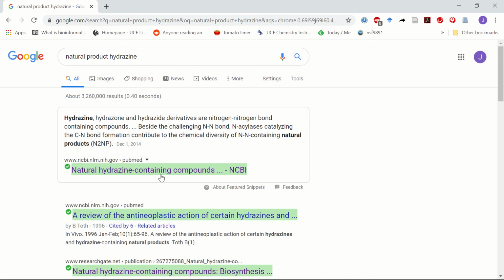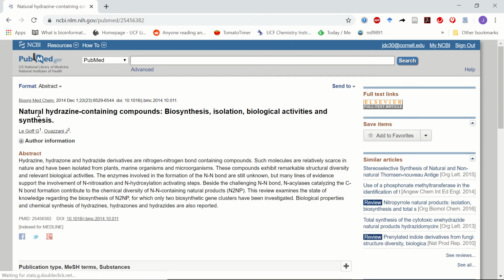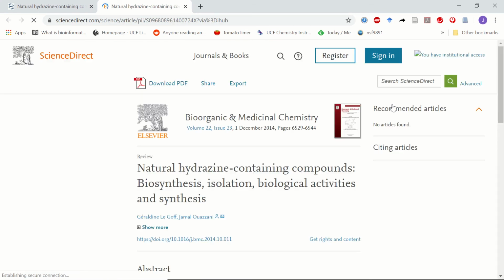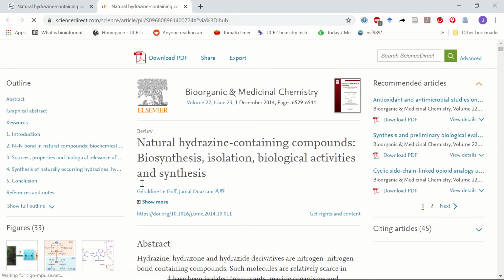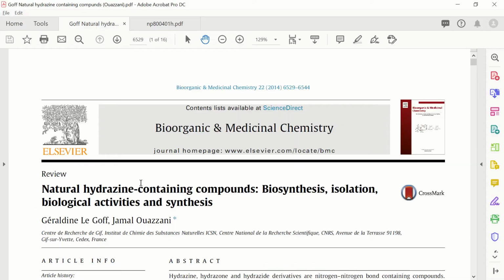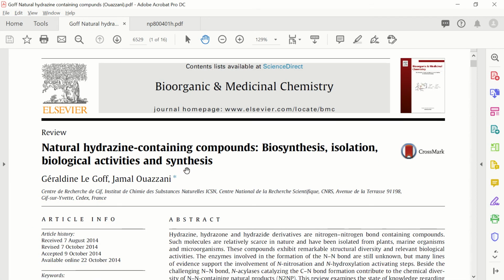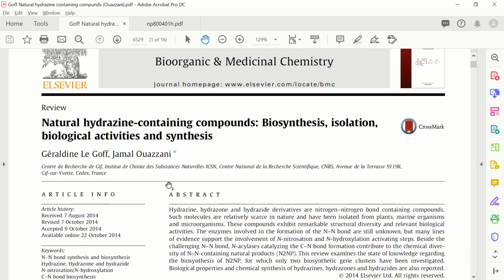And what was interesting is that an article came up immediately that had all of my keywords in the title. So, natural hydrazine containing compounds, biosynthesis, isolation, biological activities, and synthesis. So that's very nice. The title included most of my keywords, or sounded like something that I'd be interested in. And so I pulled this up, and this is the article that I looked at. So by Legoff and Ouazani.